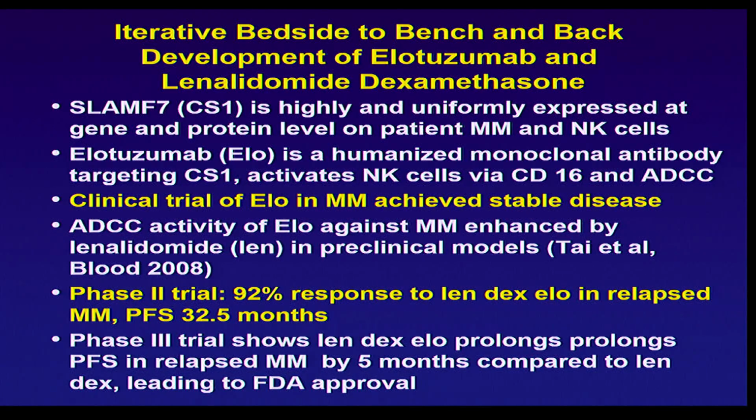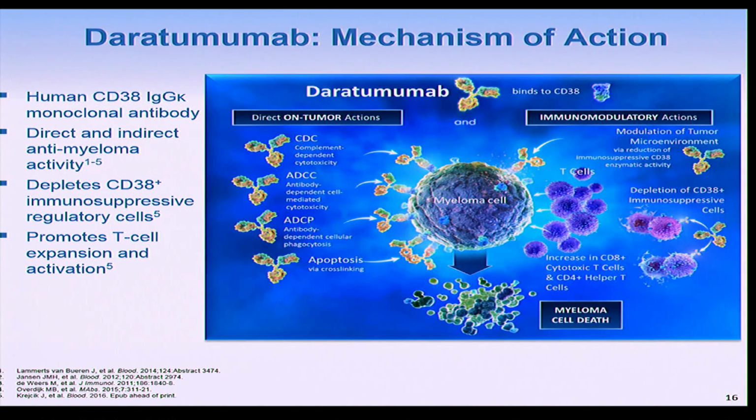That ordinarily would have been the end of the drug development story, but preclinical data showed that the immunomodulatory drug lenalidomide added to this and other antibodies increased ADCC. A phase 2 result of the combination had a large number of responses, 92%, and a phase 3 clinical trial showed a 5-month progression-free survival advantage when you added lenalidomide to elotuzumab, so the combination was approved.